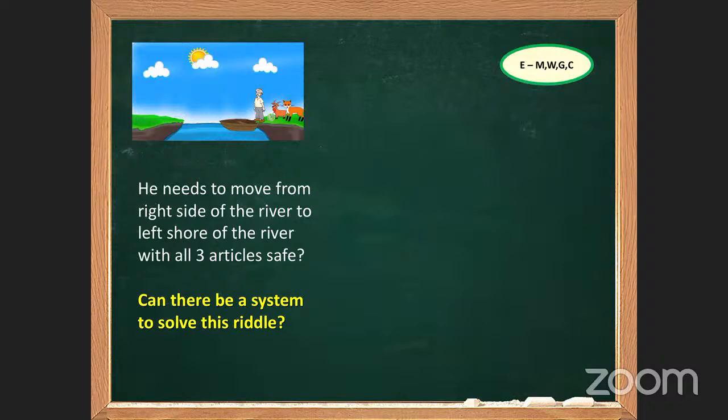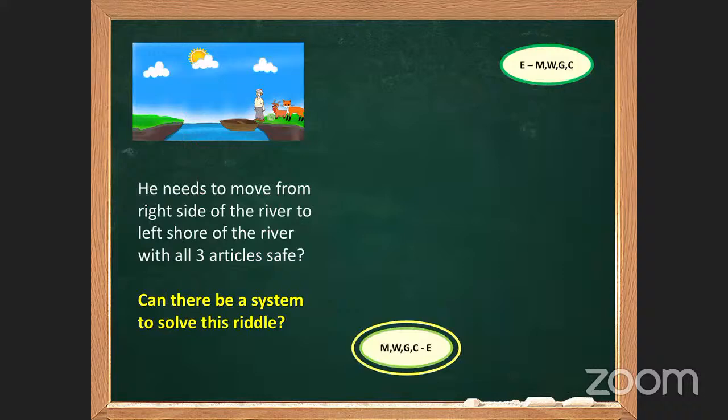Well, let's try to put some notations, some symbolism. I'm just putting a small oval-shaped circle. I'm writing E-MWGC, which means the left side is empty, whereas the right side has the man along with the wolf, goat, and cabbage. This is the starting scenario.